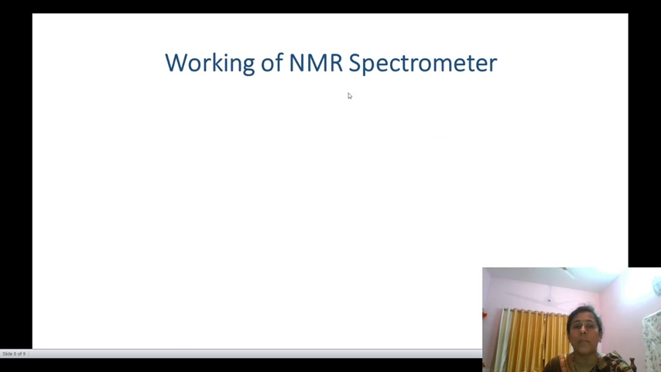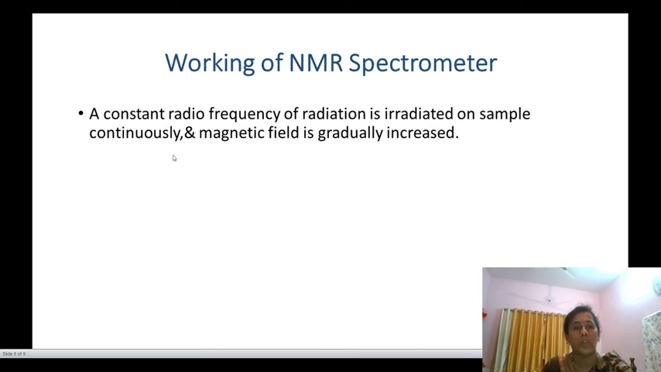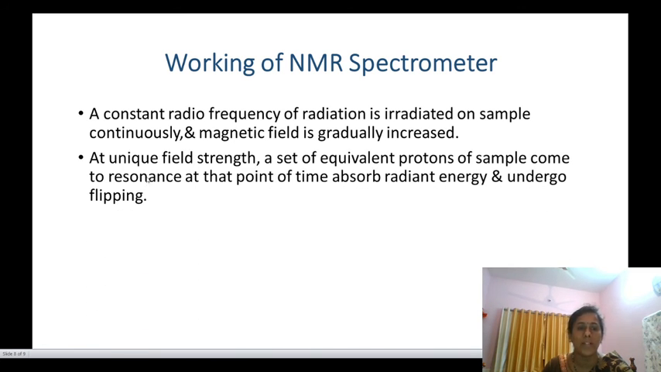The working of the NMR spectrometer. What is the actual working that takes place? A constant radio frequency of radiation is irradiated on the sample continuously, and the magnetic field is gradually increased. What happens here? At a unique field strength, a set of equivalent protons of the sample come to resonance, at that point of time absorb radiant energy and undergo flipping.